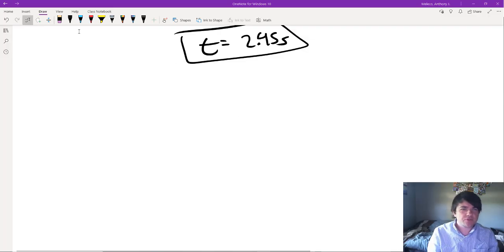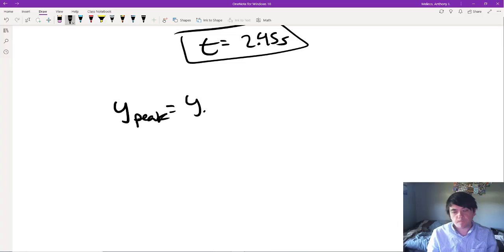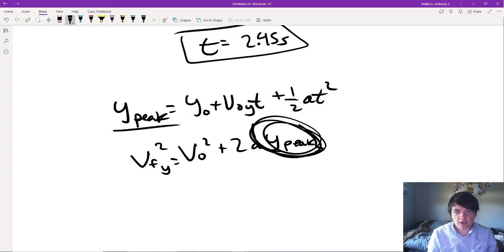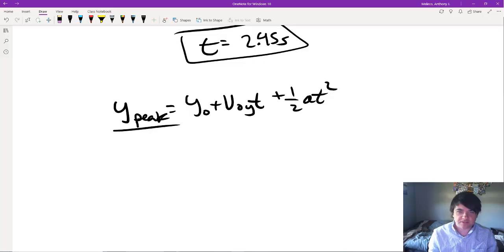Now we want to solve for the peak of the motion. There's a few ways you could do that. Let's just write down an equation and figure out what the easiest one would be. This equation right here would work. You could probably also use this equation right here because this also has y in it. And then you would use the fact that v final y at the peak is also 0. But since we already have time, let's just go ahead and use this guy right here.